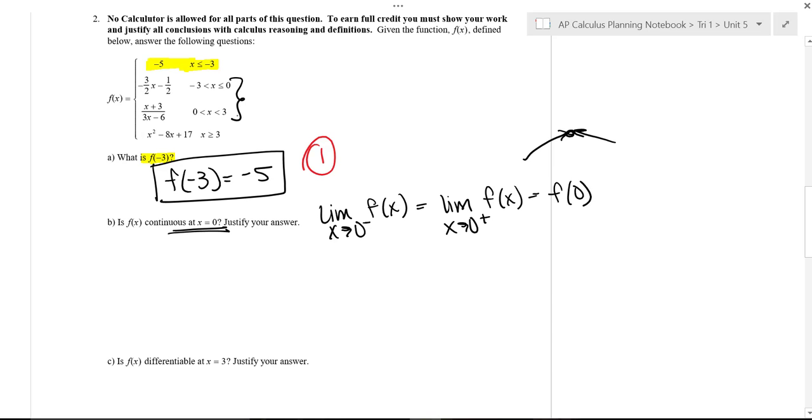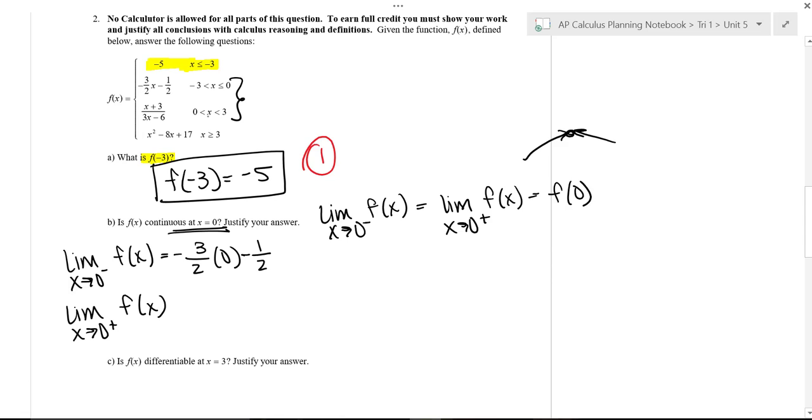So I'm going to come over here and say the limit as x approaches 0 from the left of f of x equals, we're going to have negative 3/2 times 0 minus 1/2. The limit as x approaches 0 from the right, so that's everything greater, is going to be 0 plus 3 over 3 times 0 minus 6. This guy right here equals negative 1/2. This guy right here also equals negative 1/2.